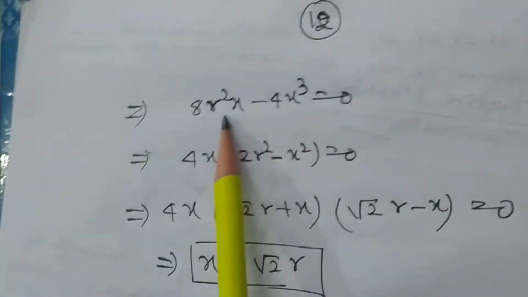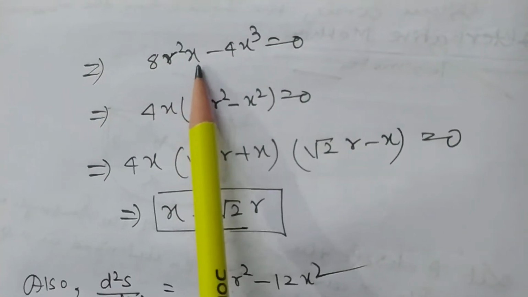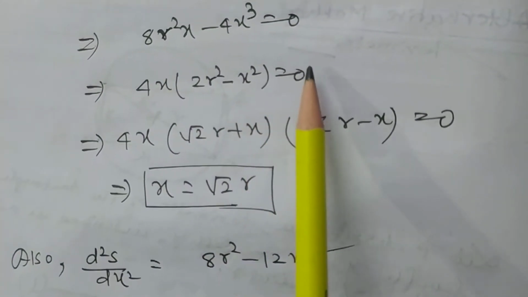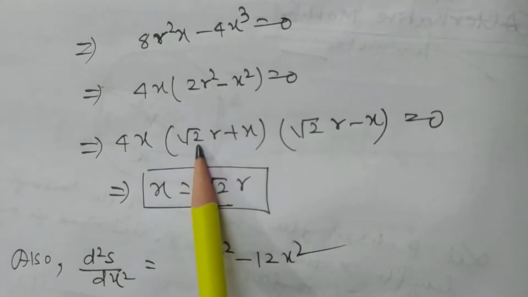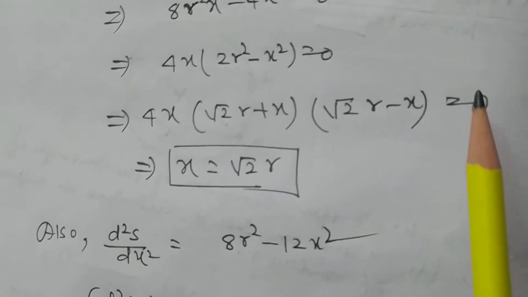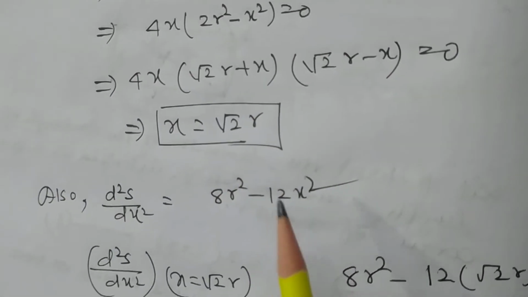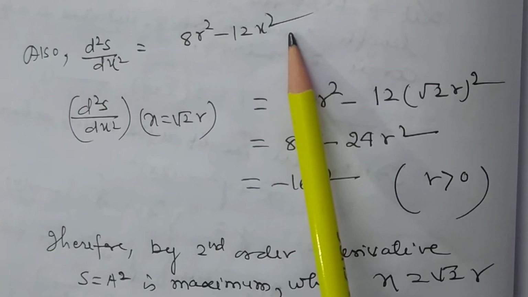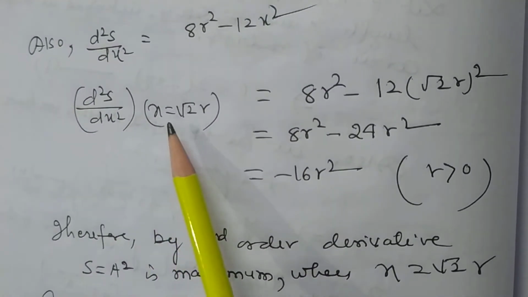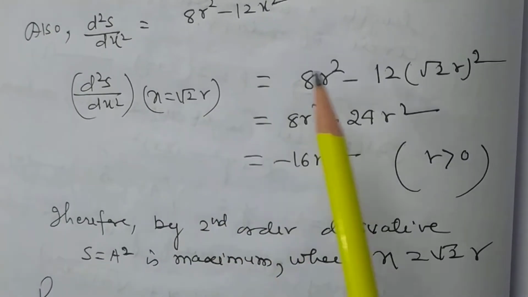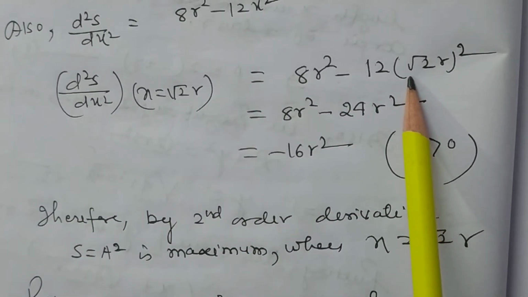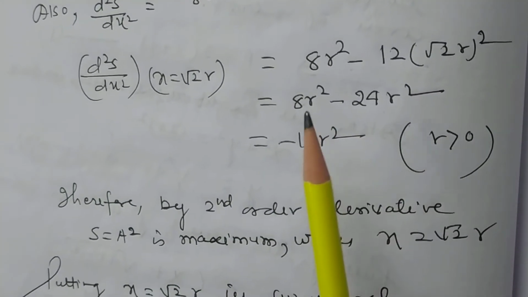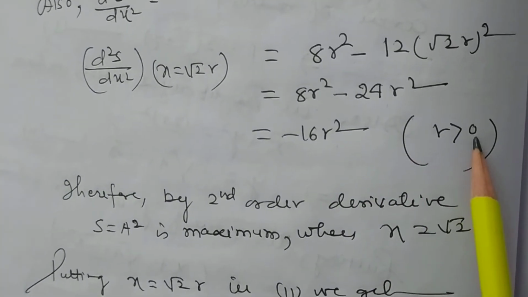So by factorizing, we get 8r square x minus 4x cube. Taking 4x common, we have 2r square minus x square. So now we have 4x into root 2 r plus x into root 2 r minus x is equal to 0. So x is equal to root 2 r. Also d2S by dx square is equal to 8r square minus 12x square. So d2S by dx square at x equal to root 2 r is 8r square minus 12 into root 2 r whole square. That is 8r square minus 24r square. That is minus 16r square, where r is greater than 0.